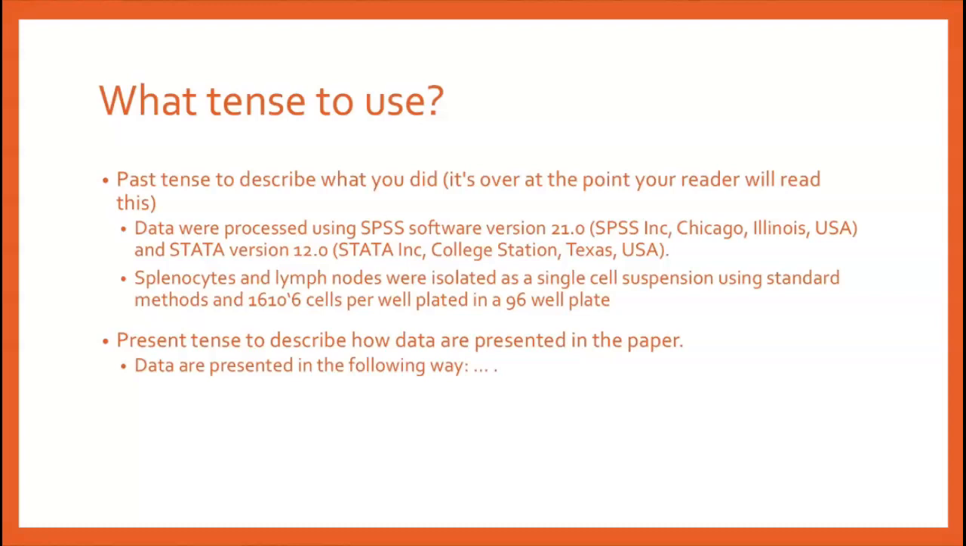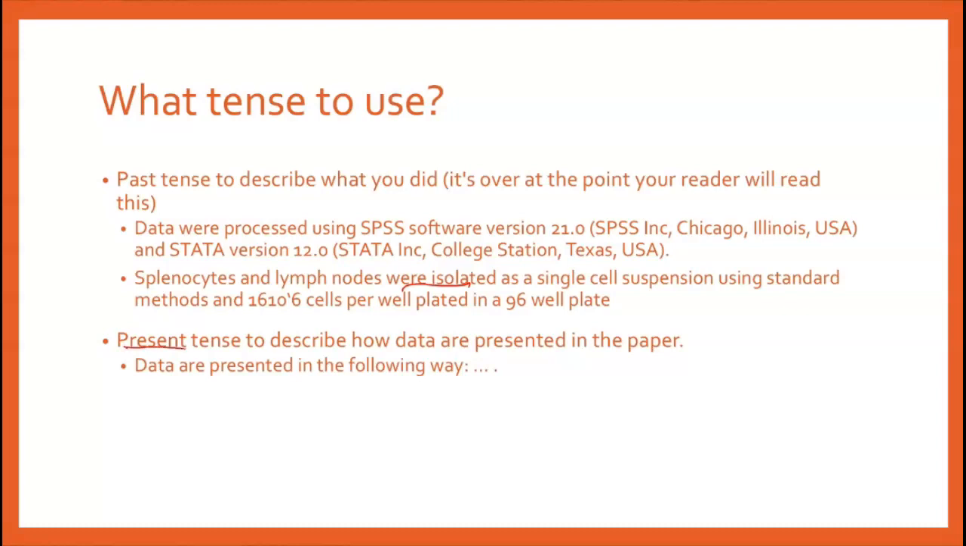One common discussion that I hear a lot of scientific writers talk about is what tense to use. In general, you will use the past tense almost all the time in your method section because you're describing something that you have completed, that you've done in the past. So here, data were processed, splenocytes and lymph nodes were isolated. Past tense is the standard tense for the method section.